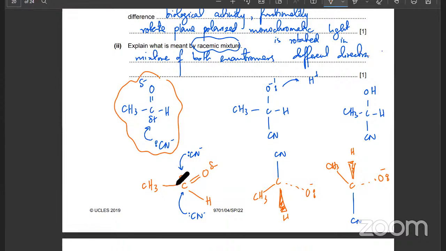So what's happening here is, remember that whenever you have a trigonal planar arrangement, the intermediate or the starting point is a trigonal planar arrangement, you'll get both types of chiral carbon atoms. Why? Because the CN could attack from the top. It could also attack from the bottom as well. So both types of mirrored versions can be formed. Is that clear?